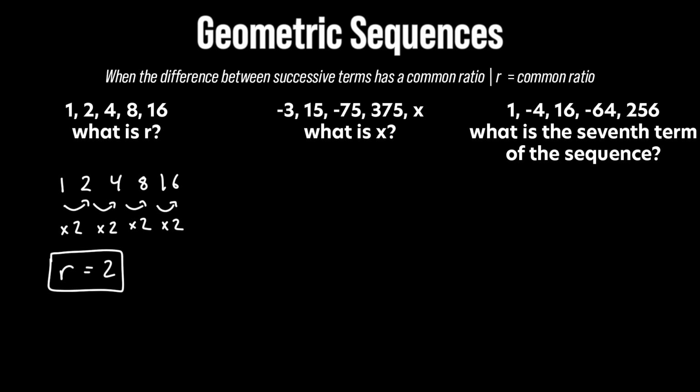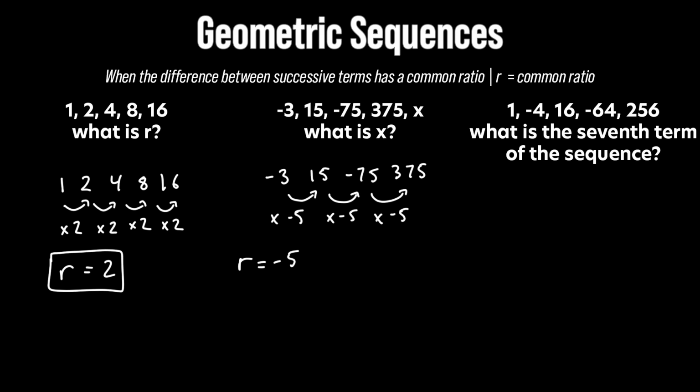How about for this next one here? In this problem, we want to find what the value after 375 is. So first we have to figure out what the ratio is. So we have -3, 15, -75, and 375. From -3 to 15, we can multiply by -5. And from 15 to -75, we also multiply by -5. And so the ratio here is -5. So we have r is equal to -5.